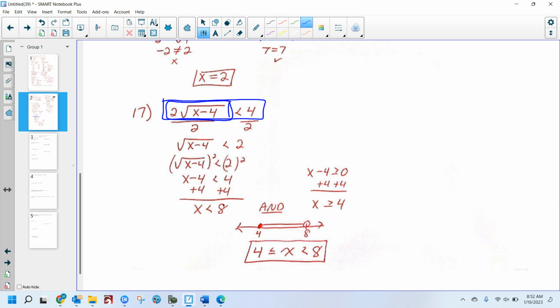Kelsey: If you just had, like, x is greater than 3 instead of greater than or equal to 4, would that still work? No. 3.5 doesn't work. 3.9 doesn't work. 3.999999 doesn't work. This 3.999999 minus 4 is negative.